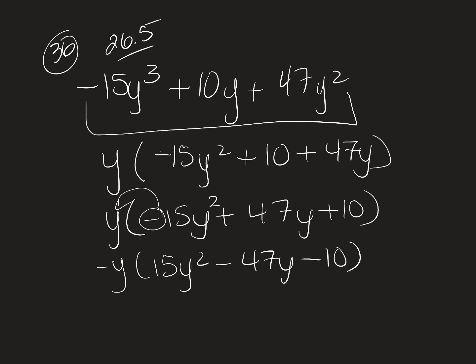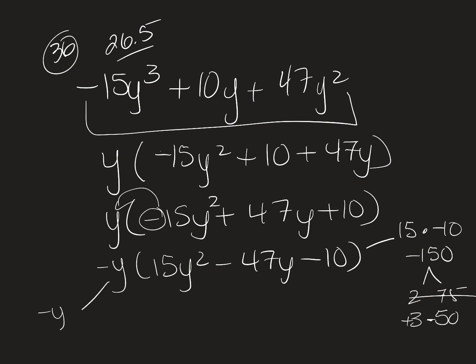And then we'll do AC, so 15 times negative 10 is negative 150. And I think 2 is 75, right? So that one's off. 3 and 50 is probably what we're looking for. And this guy would have to be negative, this would have to be positive. So carry this one down.